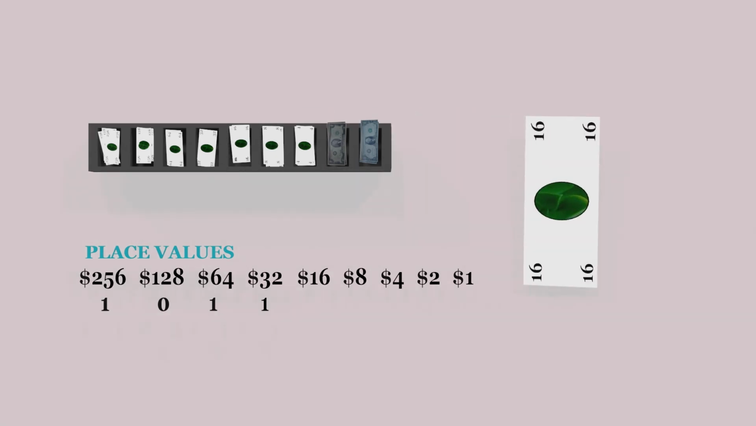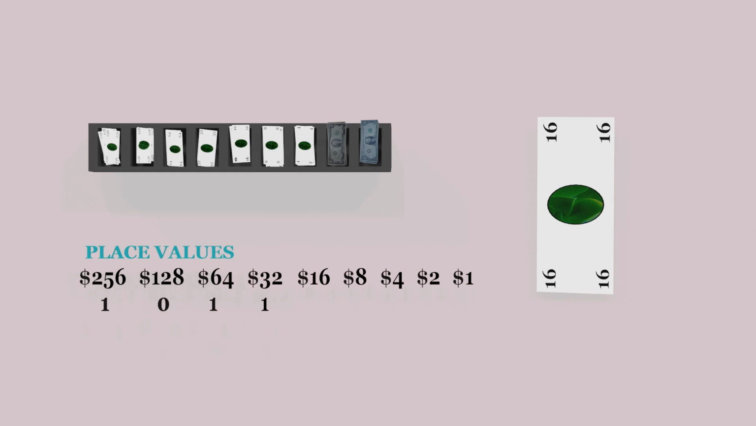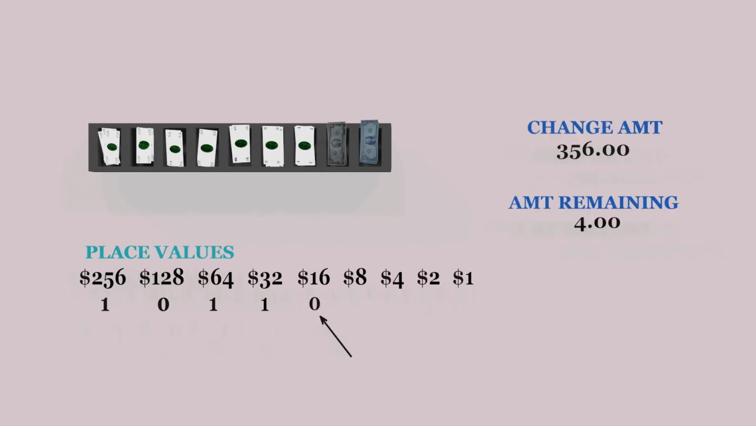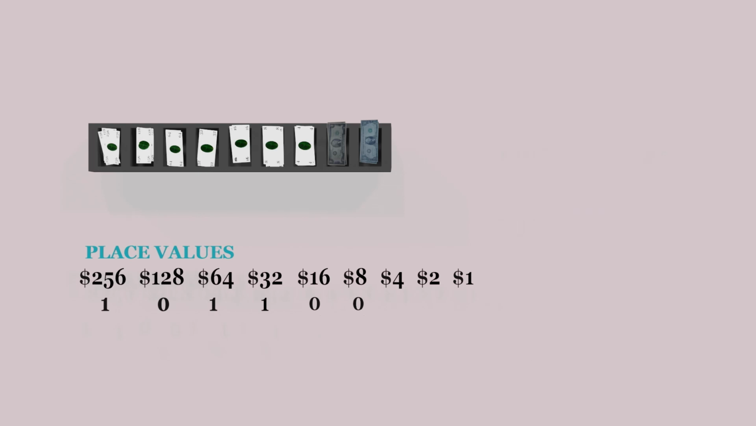On to the next denomination, 16. Can we get a $16 bill out of the $4 remaining in change? No, because 16 is larger than 4. And since no $16 bill is given out, we'll write 0 in the 16th place. No $8 bill is also given out because we cannot get an $8 bill out of $4 remaining in change. So we'll write 0 in the 8th place as well. Our number will now look like this.